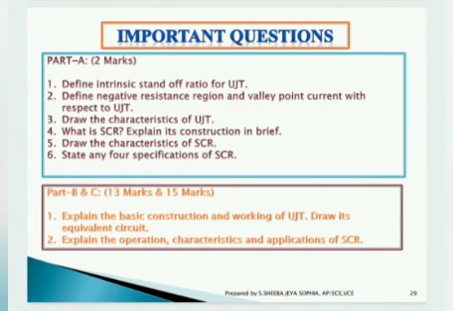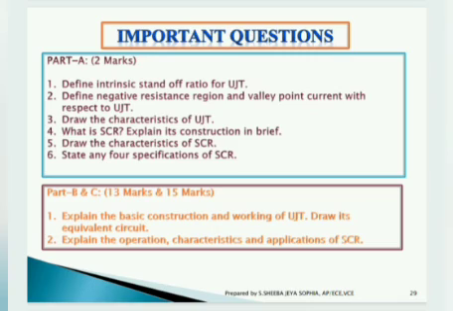And now, moving to the important questions of the topic we have discussed, UJT and SCR. Part A, 2 marks. Define intrinsic standoff ratio of UJT. Define negative resistance region and valley point with respect to UJT. Draw the characteristics of UJT. What is SCR? Explain its construction in brief. Draw the characteristics of SCR. State any four specifications of SCR.